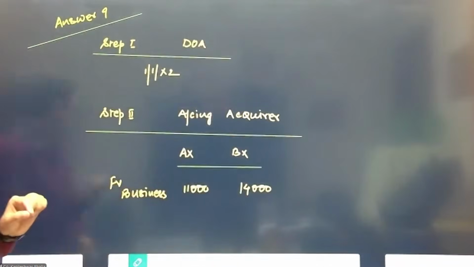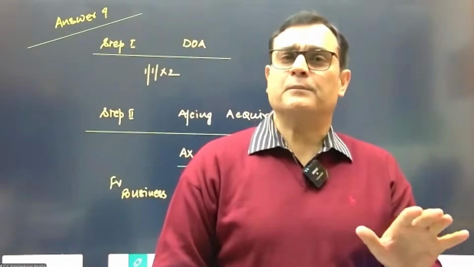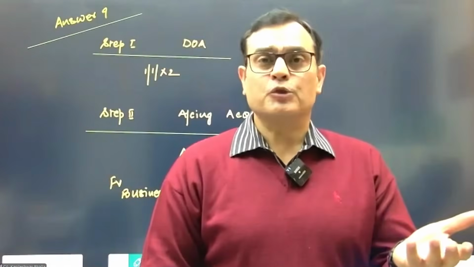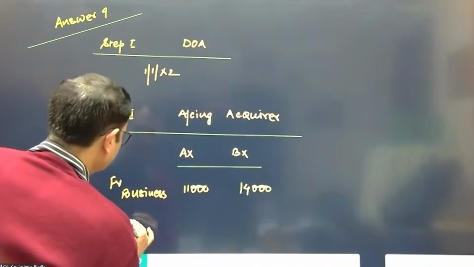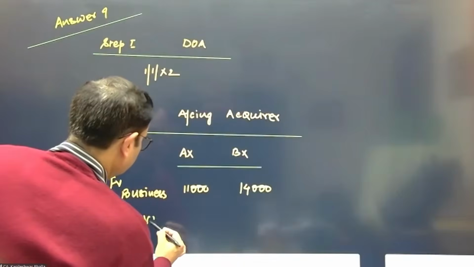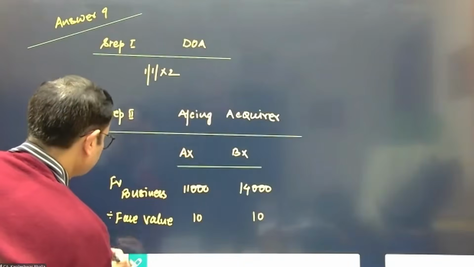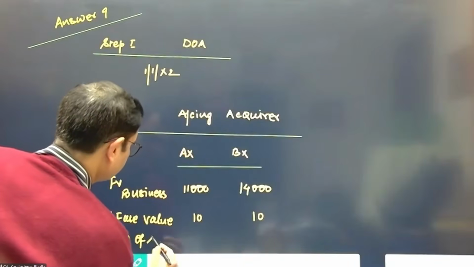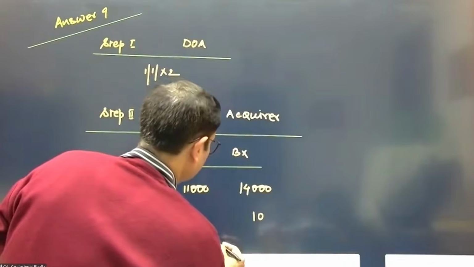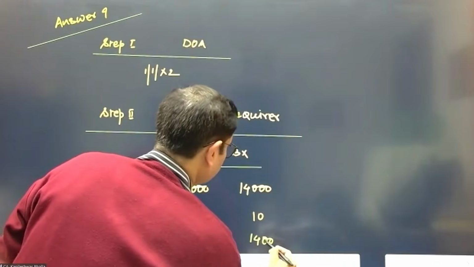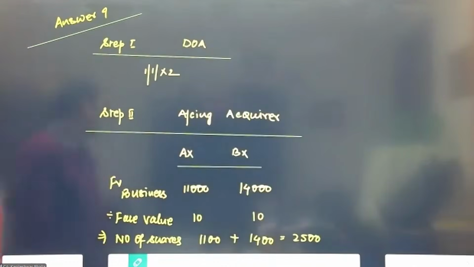Now, since a new company is created, undoubtedly we can say the shares will be issued at a par value, and let's assume the par value to be 10. So we'll divide this by the face value. The shares will be issued at the face value of 10, so we will be able to get the number of shares that will be issued to the shareholders. That's 1100 and that's 1400. So the total number of shares issued is going to be 2500.